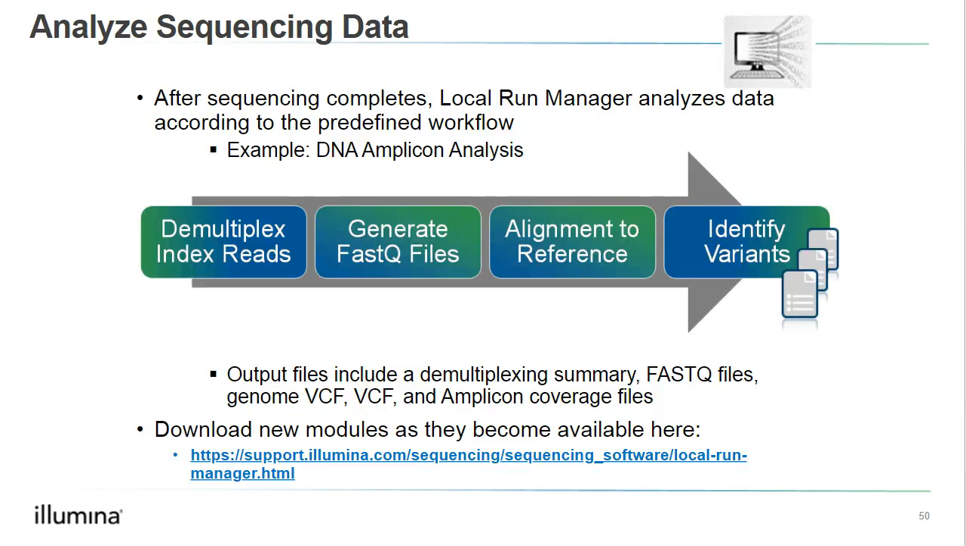So overall analysis starts from your raw data, like previous versions of Local Run Manager and MiSeq Reporter. It does not start from FASTQ files, but will generate them from your BCL files each time you start analysis. Depending on the workflow, you can then have other steps. For this example, the DNA amplicon, you will align to your reference and identify your variants. Output files will then include demultiplexing information, FASTQ files, BAM files, VCF files, and so on.